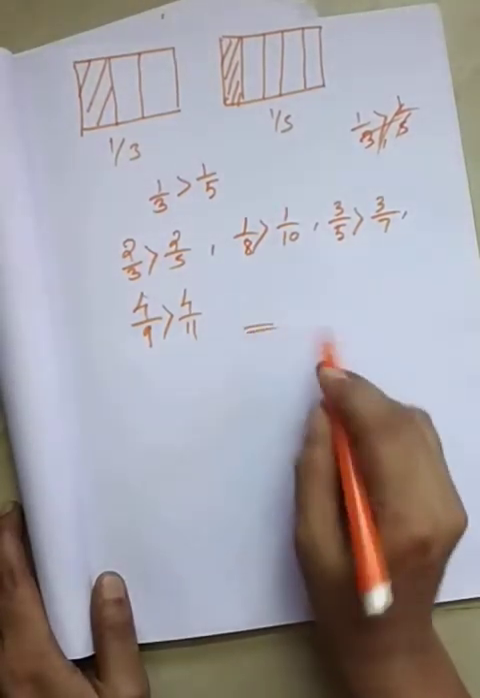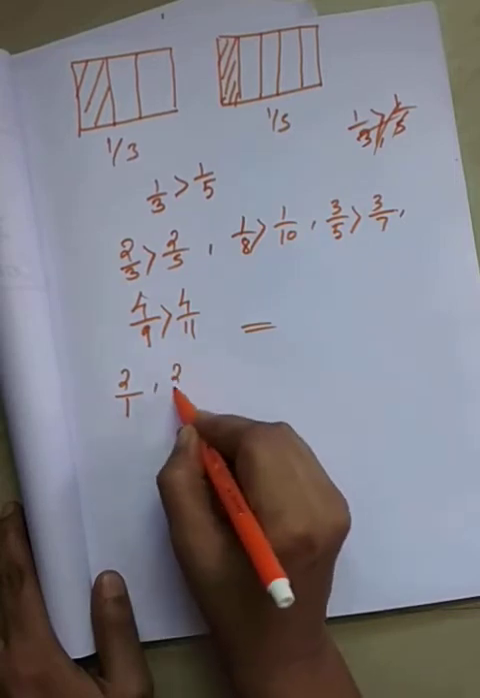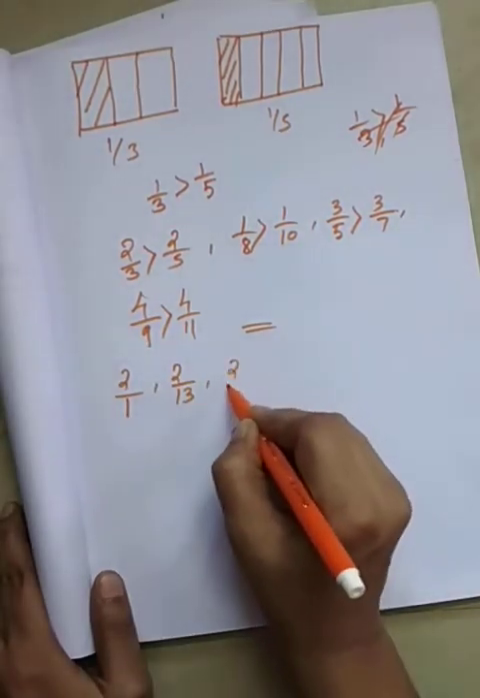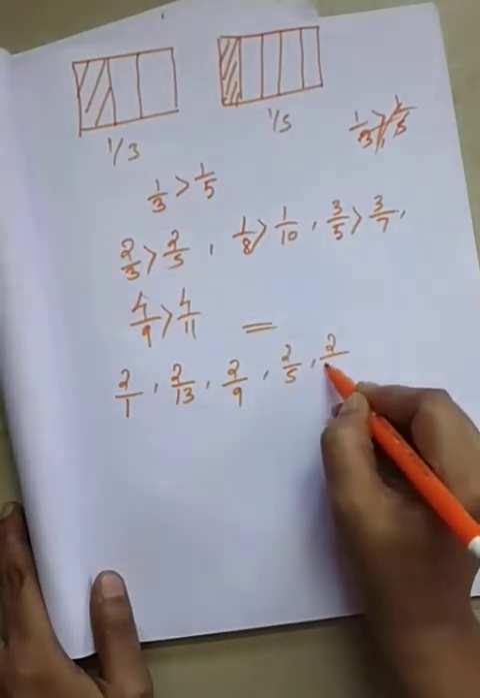Now, let us arrange 2 by 11, 2 by 13, 2 by 9, 2 by 5, 2 by 7.